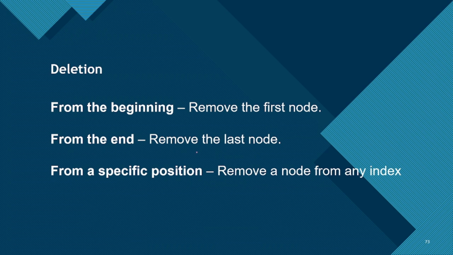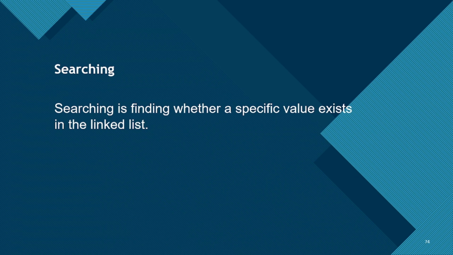Imagine a to-do list. When you complete a task, you remove it from the list. This is just like deleting a node in a linked list. The next one is searching, which is finding whether a specific value exists in the linked list or not. Since there is no direct index like an array, we have to traverse the nodes. By using nodes, we will find it. The real world example for this is a contact list.